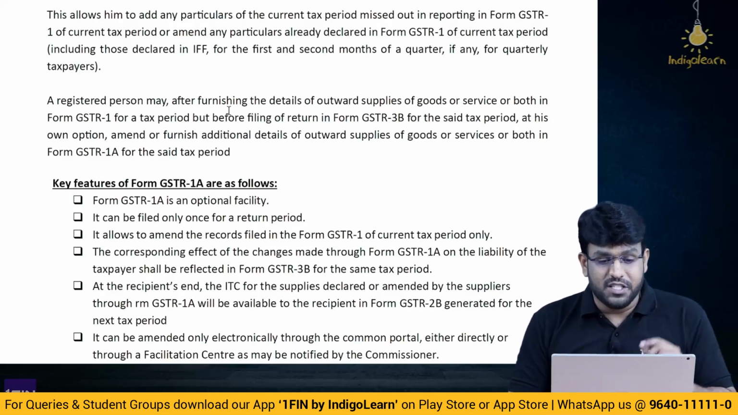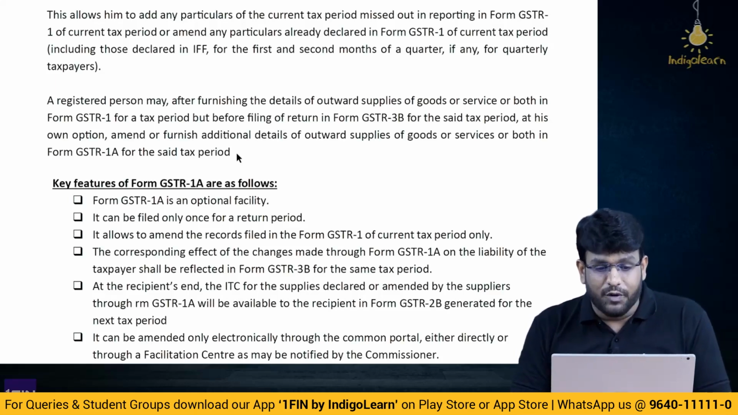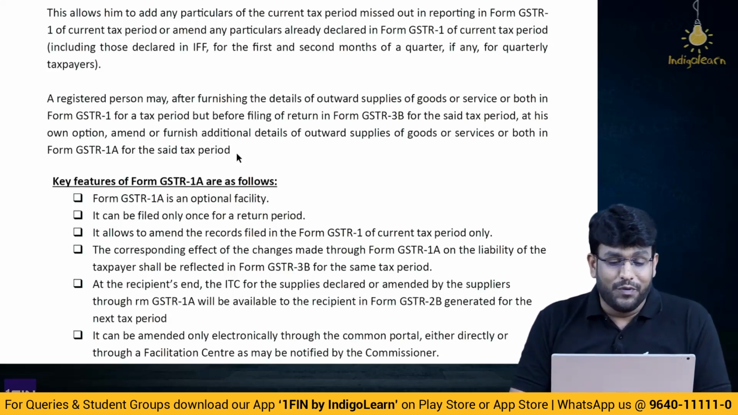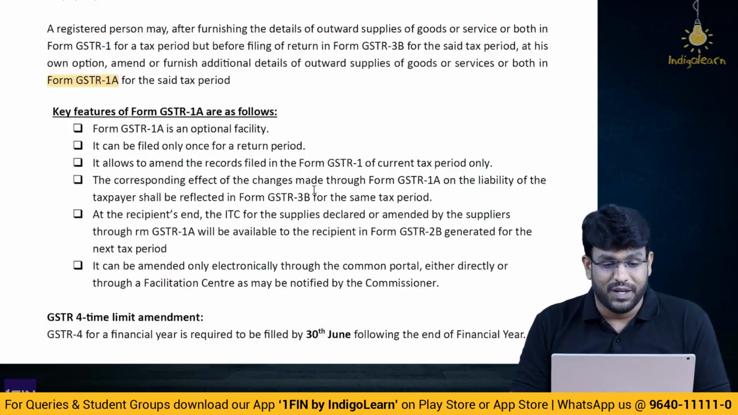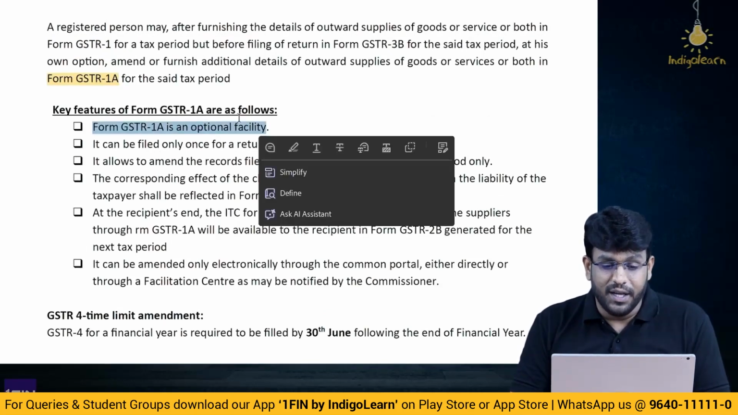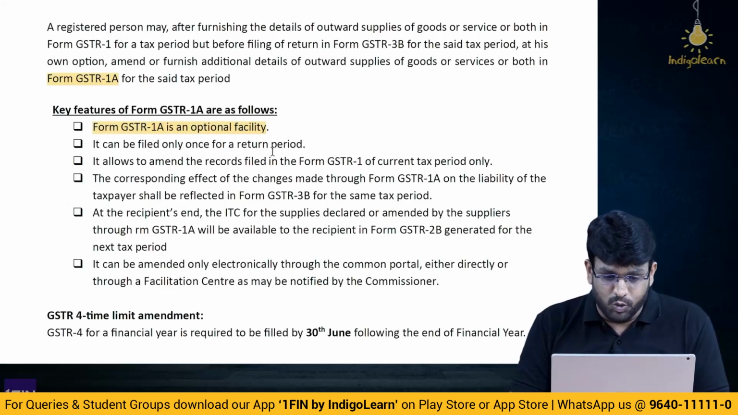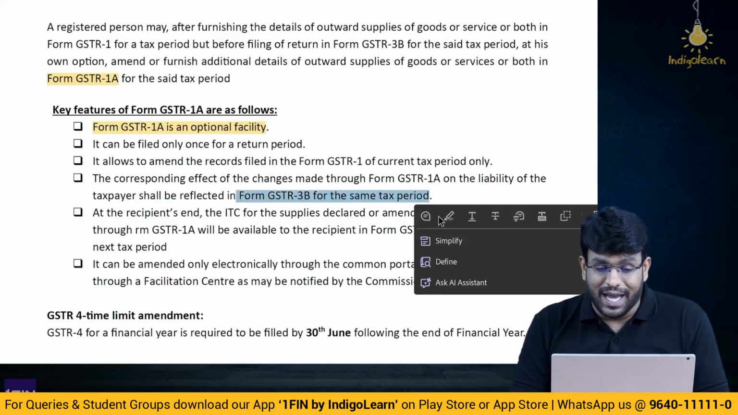Any registered person may, after furnishing the details of outward supplies in GSTR1 for a tax period, but before filing 3B, amend or furnish additional details in GSTR1A. GSTR1A can be done only before 3B, my dear friends. After 3B, you can't do it. GSTR1A is an optional facility. It can be filed once for a return period. It allows to amend records filed in GSTR1 of a current tax period only, and the corresponding effects of changes made through GSTR1A on the liability shall be reflected in the 3B of the same tax period.